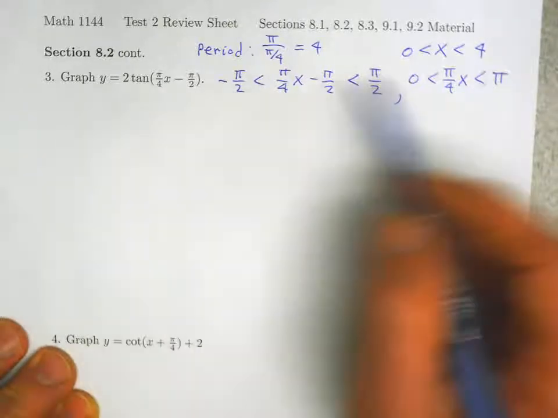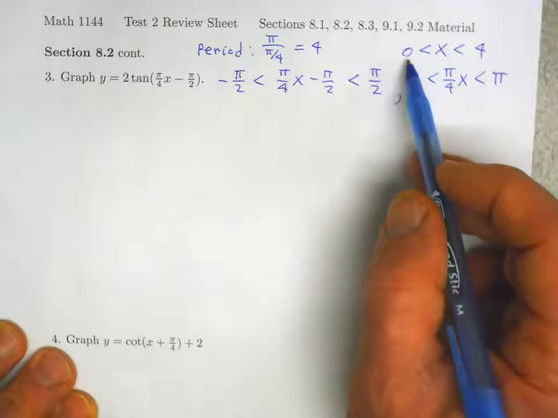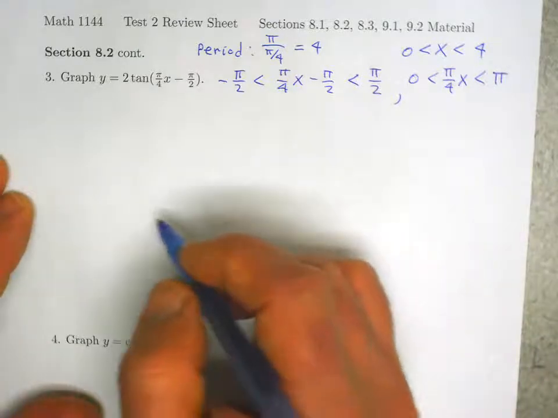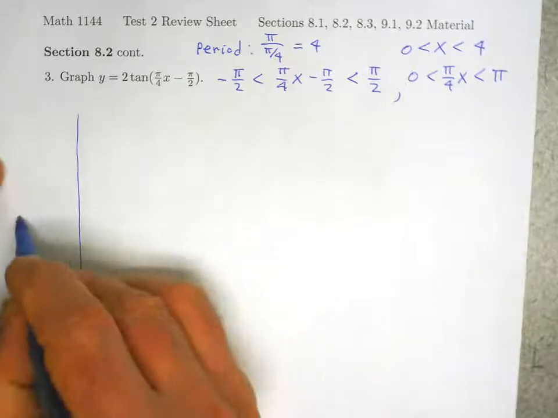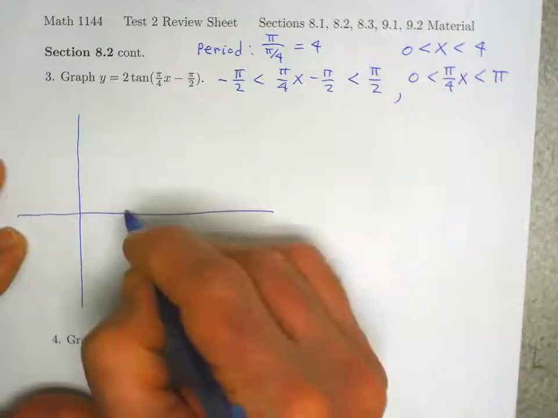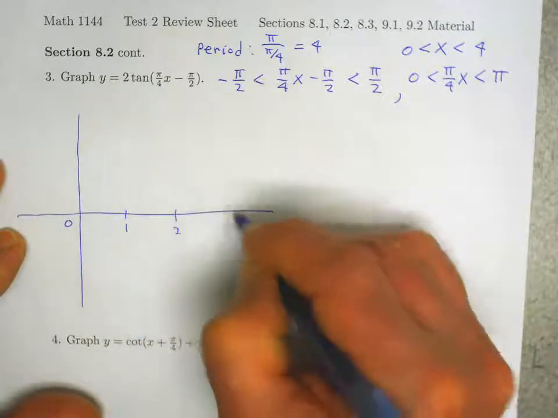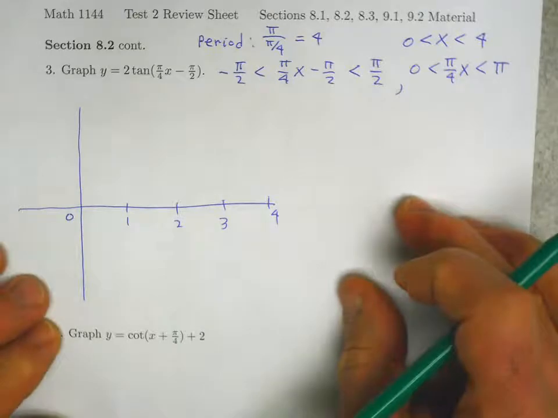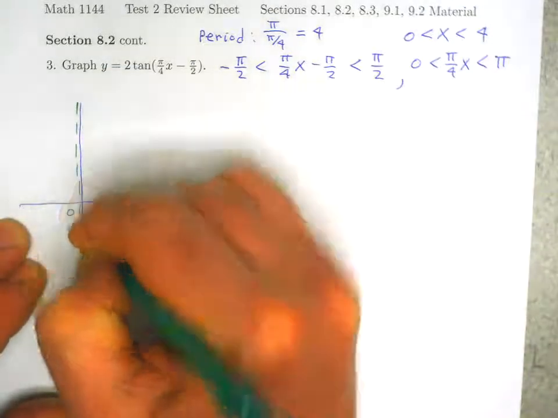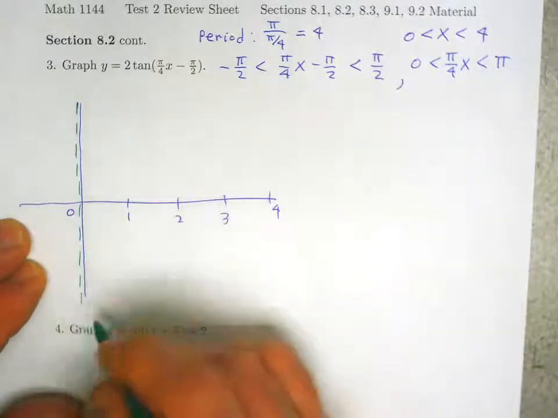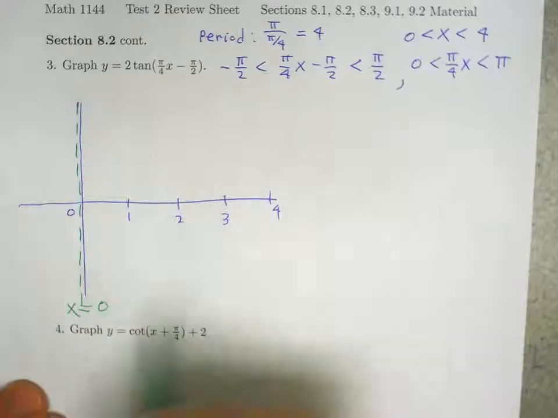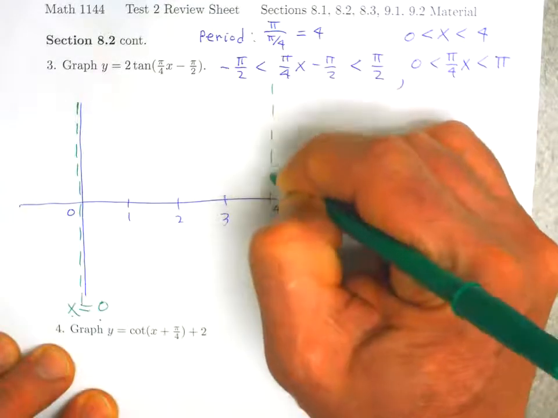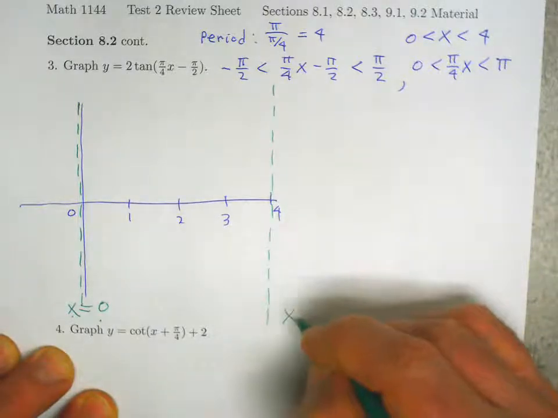And this tangent function does have vertical asymptotes. In this case, for our period, it will be x equals 0 and x equals 4. So the period is from 0 to 4. And tangent has a vertical asymptote same as the y-axis, but the equation for the y-axis is x equals 0. So be able to label the vertical asymptote as an equation of a line. And then the other vertical asymptote is x equals 4.